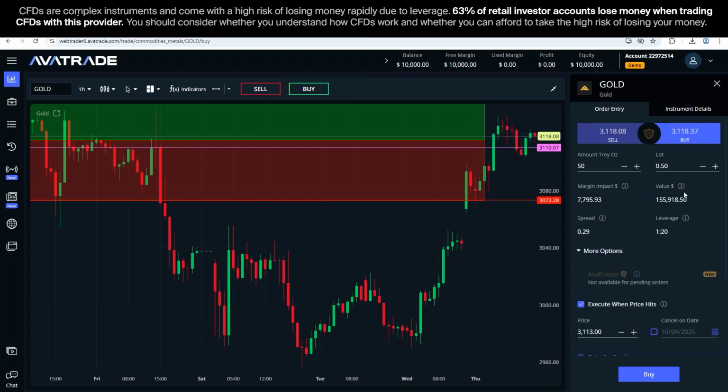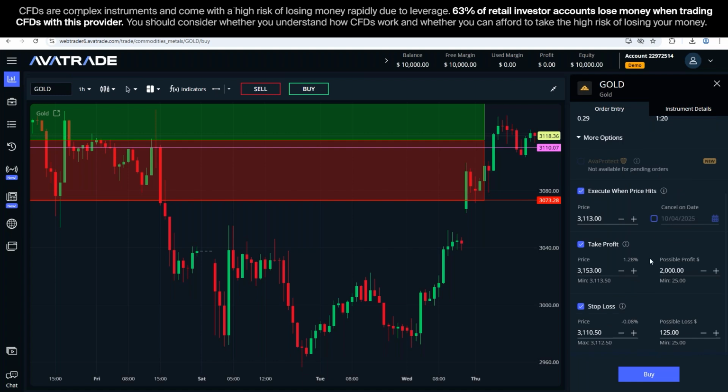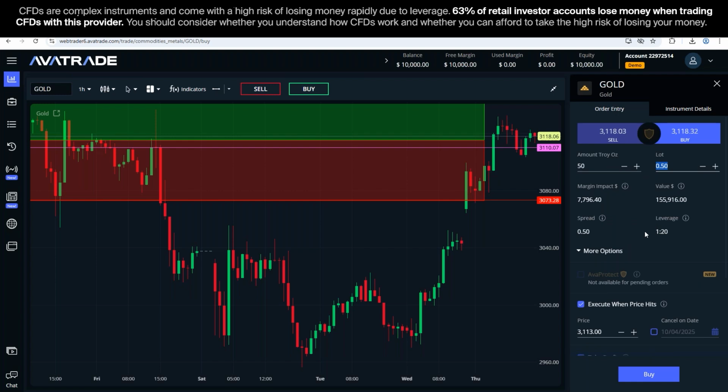Another thing that we can do is, of course, to lower the lot size. It's true that it will also impact the possible profit, but this way we have more flexibility to take the stop loss farther away and still get the same exposure that we want. So let's see how we can do this. Maybe we'll divide it by half.